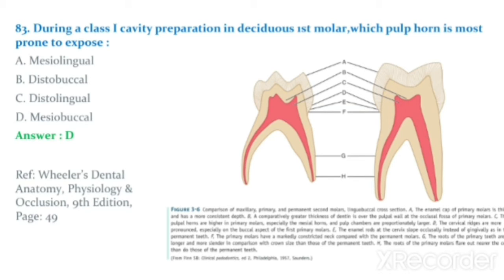And E indicates the enamel rods at the cervix slope occlusally instead of gingivally as in the permanent teeth. And F indicates the primary molars have a markedly constricted neck compared with the permanent molars.